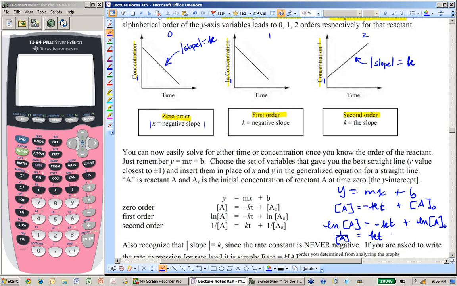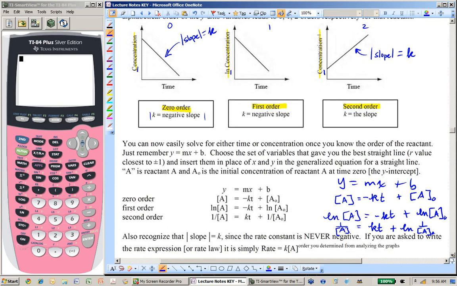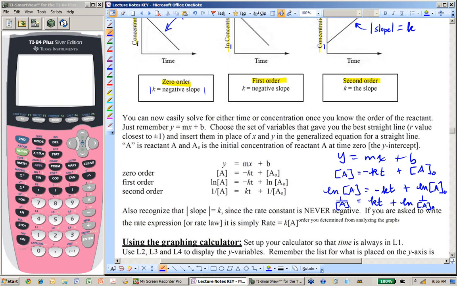Again, the calculator would tell you that once you've analyzed the graphs and plotted the data all 3 ways to determine which order it is, to see what the best fit line is. So plus ln of 1 over A0, A naught, just like we had E naught and G naught. All right, so also recognize, again, I say that the absolute value of the slope is k, because a rate constant is never negative.